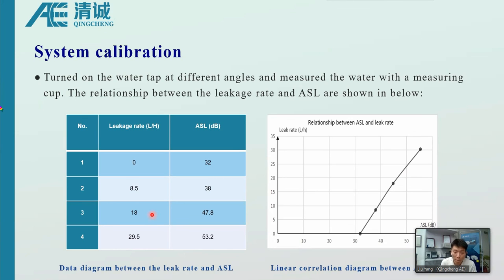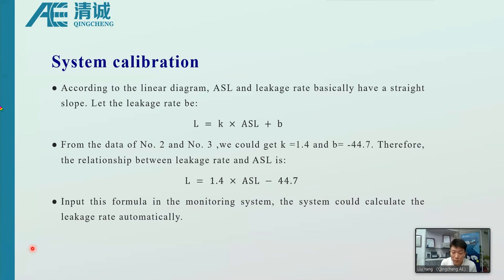In this table, we see the data, and we also use the data to create the linear correlation diagram between ASL and the leakage rate. Yes, we can see the slope is almost straight. So using all this data, we can create a formula between the leakage rate and ASL. Then we input this formula into the monitoring system.